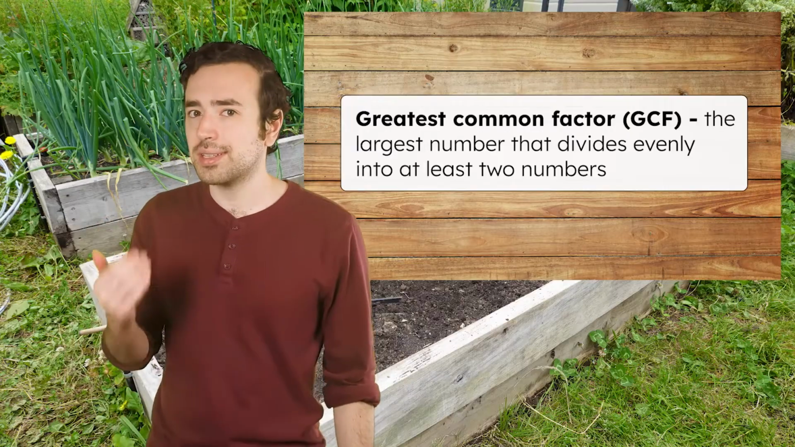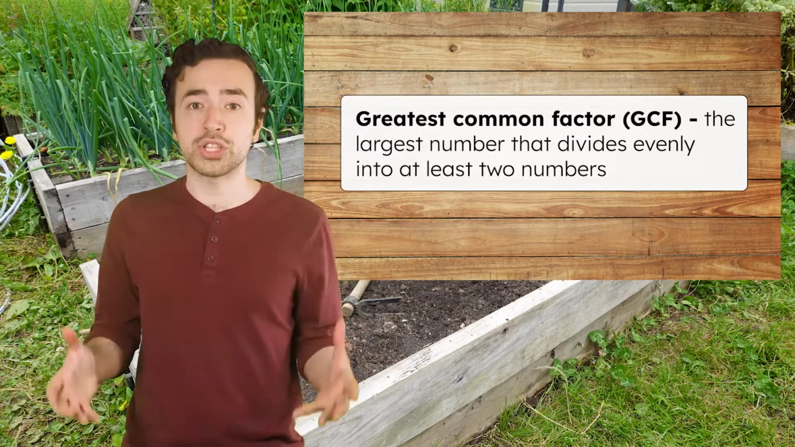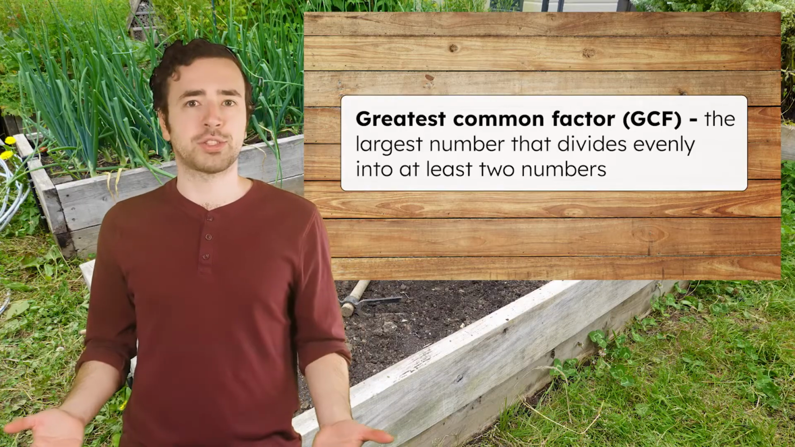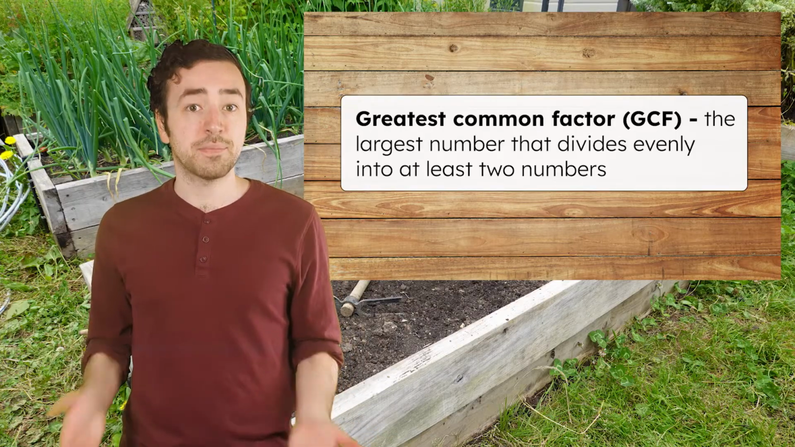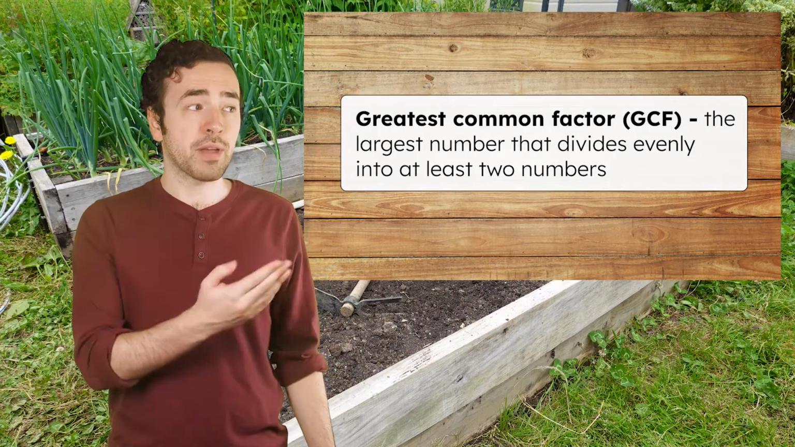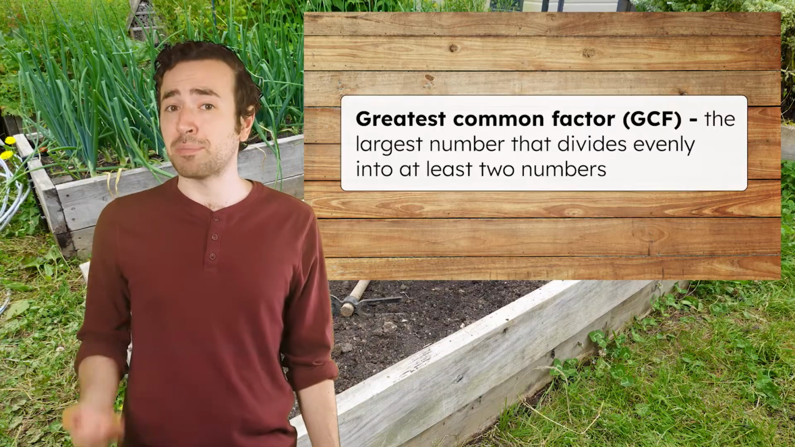Finding the greatest common factor, or the largest number that divides evenly into at least 2 numbers, is a great strategy to use when simplifying fractions. This is because it identifies the largest number that both the numerator and denominator can be divided by.